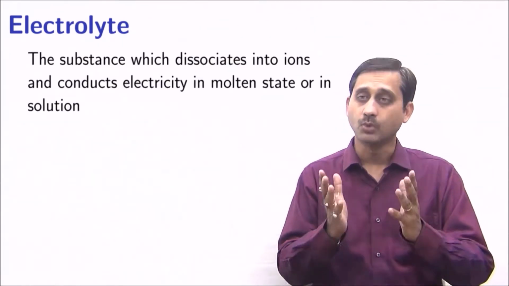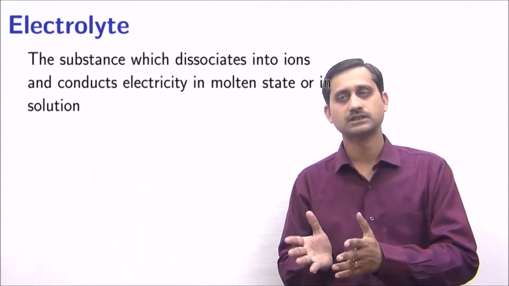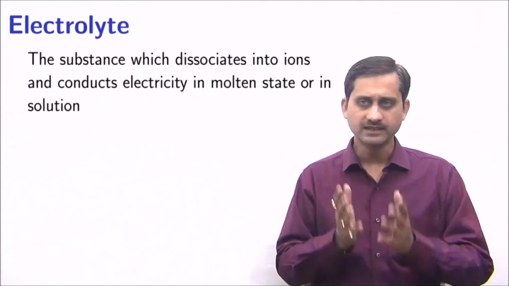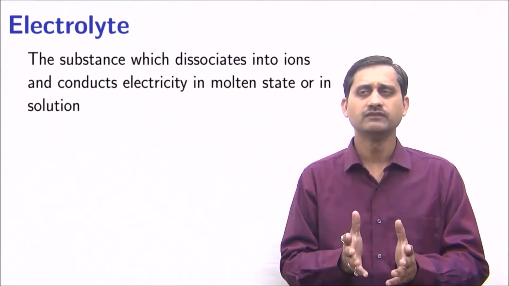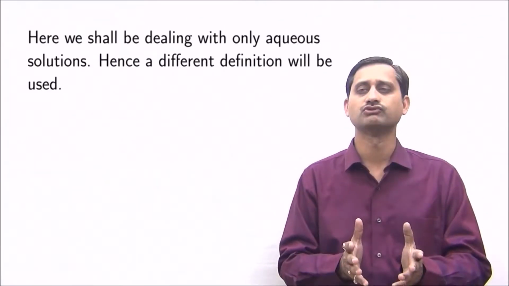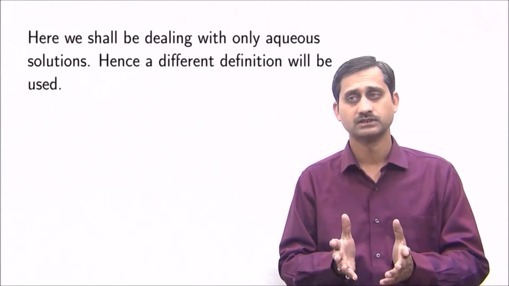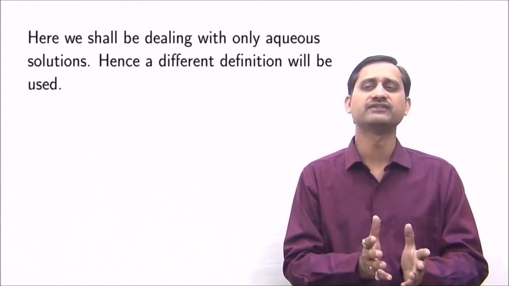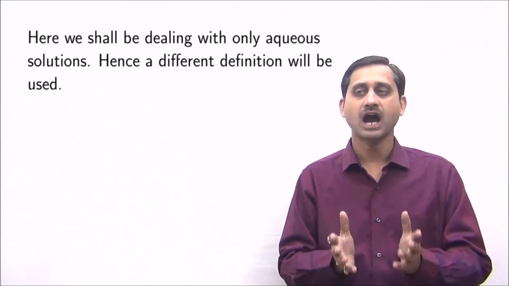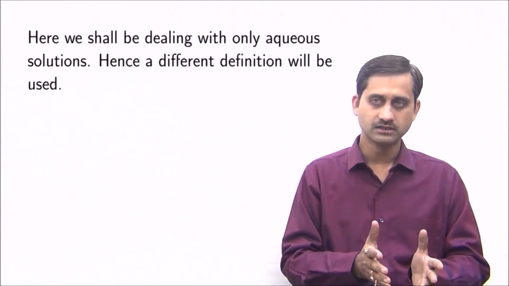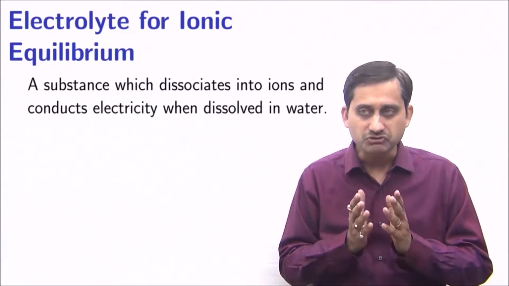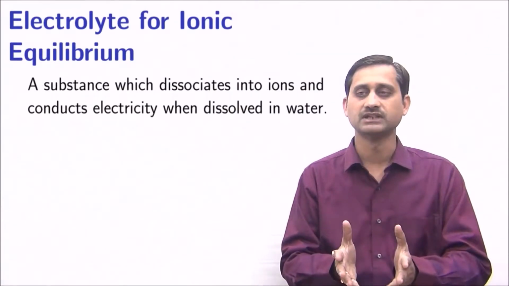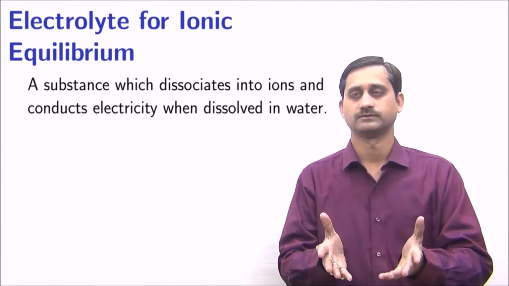The first amongst them, electrolyte. The substance which dissociates into ions and conducts electricity in the molten state or in solution is termed electrolyte. In this chapter, ionic equilibrium, we would be restricted to dealing with only solutions, and that too aqueous. Hence, here a bit of different definition of electrolyte is used to suit our specific need. Here, the electrolyte is a substance which dissociates into ions and conducts electricity when dissolved in water.